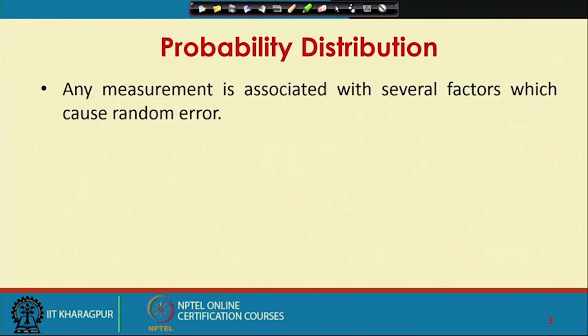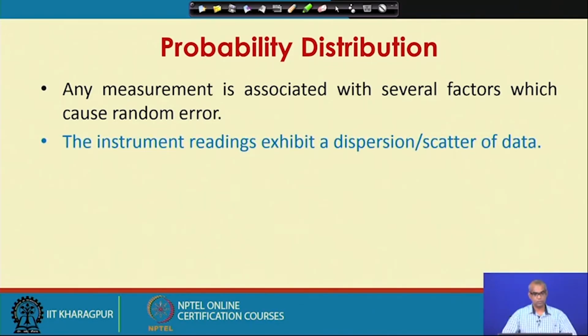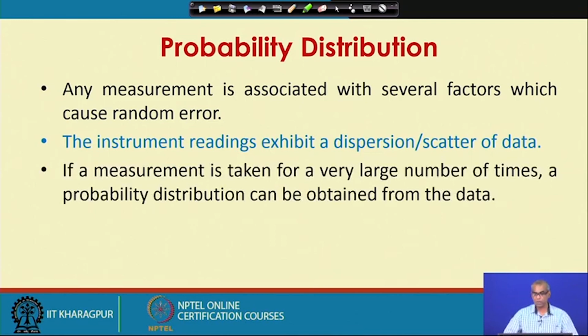Any measurement is associated with several factors which cause random error. The instrument readings exhibit a dispersion or scatter of data. This is because the measurement is associated with several factors which cause random error. So, the measurement readings will always exhibit a dispersion or scatter of data. If a measurement is taken a very large number of times, a probability distribution can be obtained from the data, and that is what we will learn in this lecture.